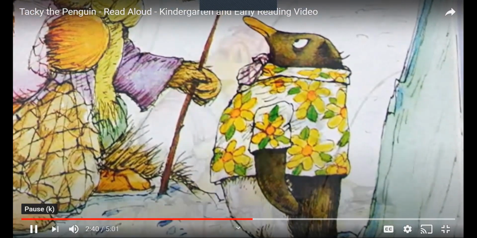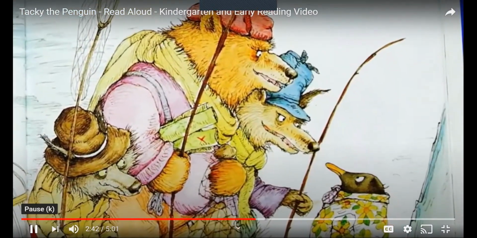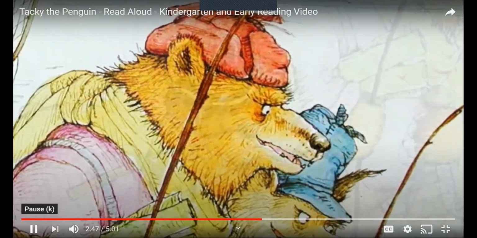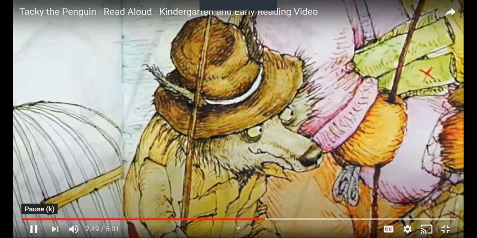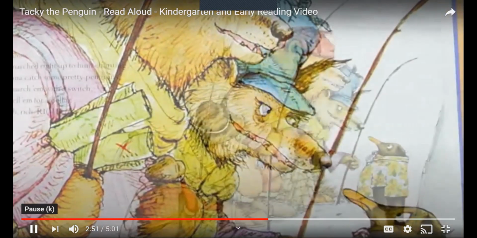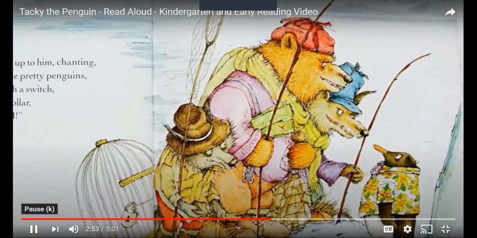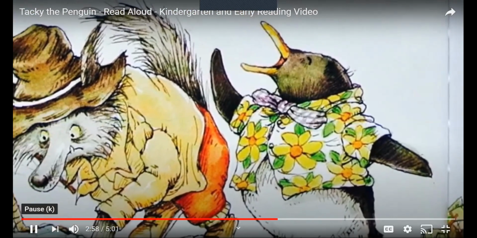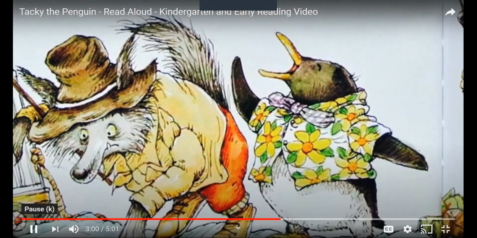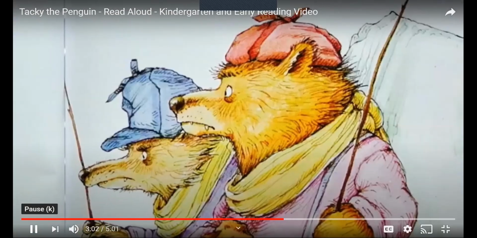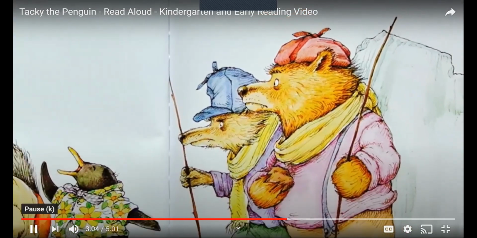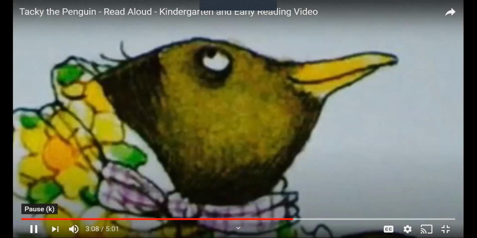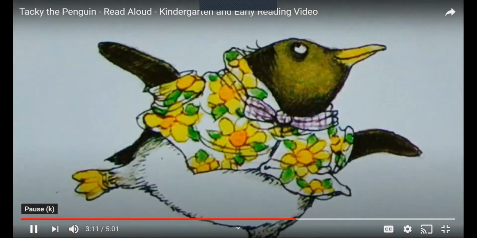Tacky stood alone. The hunters marched right up to him, chanting, We're going to catch some pretty penguins, and we'll march 'em with a switch, and we'll sell 'em for $1 and get rich, rich, rich. What's happening? Blared Tacky, giving one hunter an especially hearty slap on the back. They growled, We're hunting for penguins. That's what's happening. Penguins? Said Tacky.